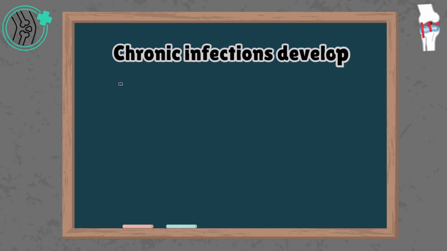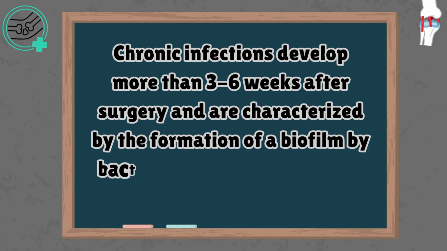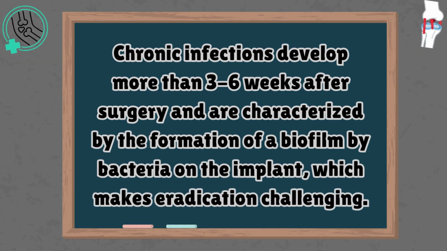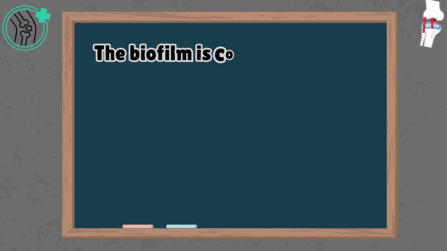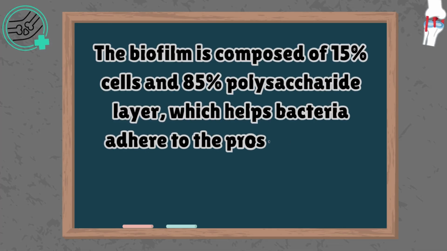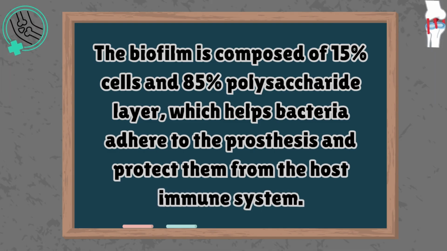Chronic infections develop more than 3 to 6 weeks after surgery and are characterized by the formation of a biofilm by bacteria on the implant, which makes eradication challenging. The biofilm is composed of 15% cells and 85% polysaccharide layer, which helps bacteria adhere to the prosthesis and protect them from the host immune system.